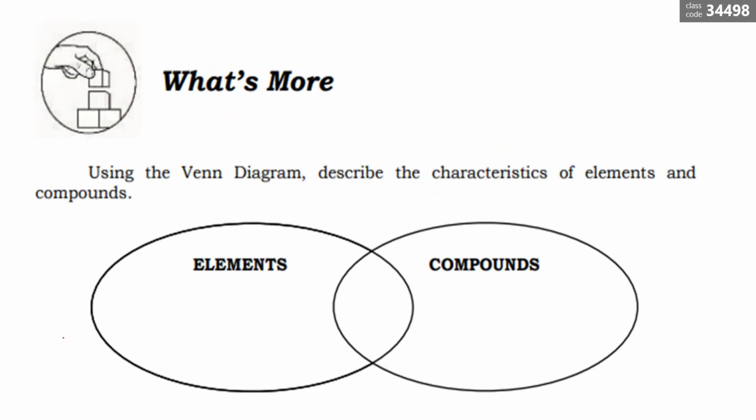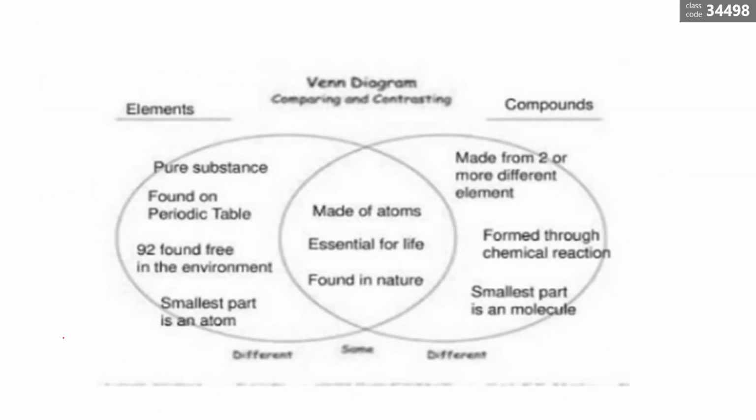What's more? Using the Venn diagram, describe the characteristics of elements and compounds. Okay, so let's have the answer. Are you ready? Okay, so this is a Venn diagram. It is a process, an approach, wherein you can relate the difference and similarity of two substances. For this times, we have elements and compounds.